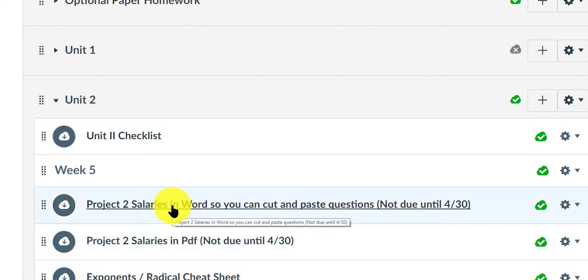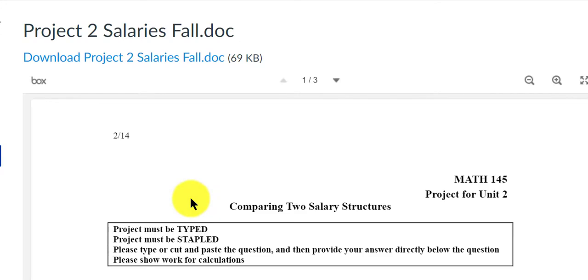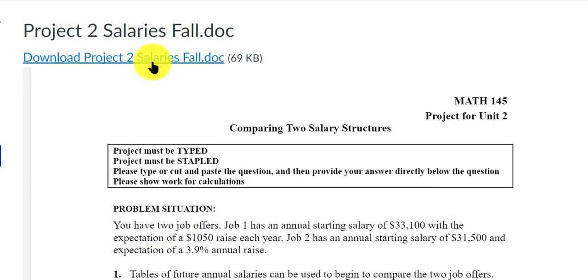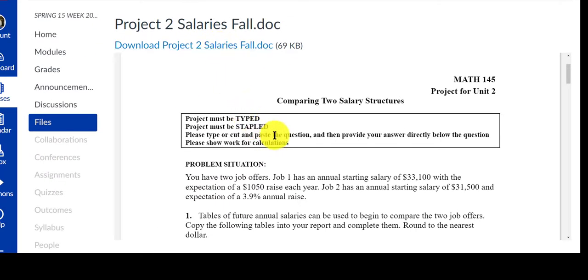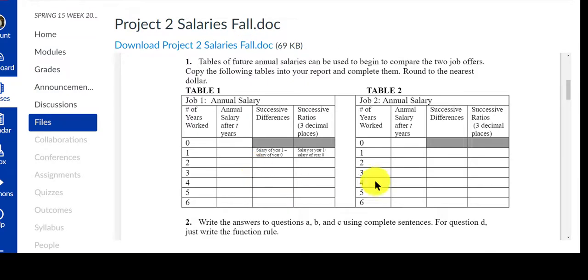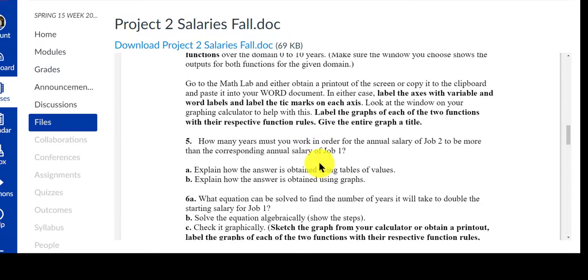So if I open up the Word document, I click on it. It's going to load here and give me a screen, but I actually want you to download the Word file because I want you to type your projects. So by opening up a Word document, you can type your answers directly into the Word file.